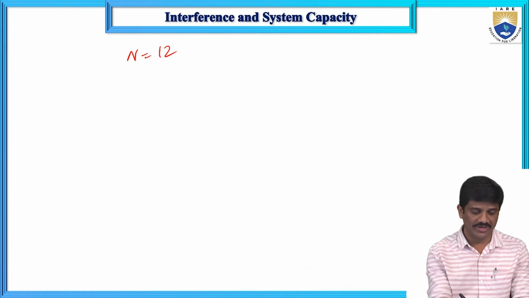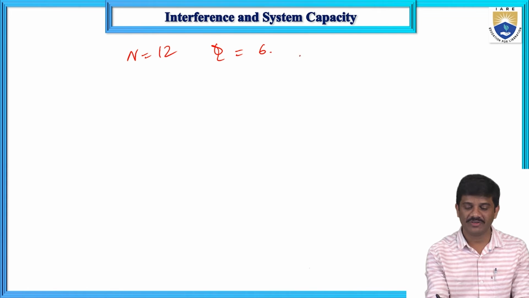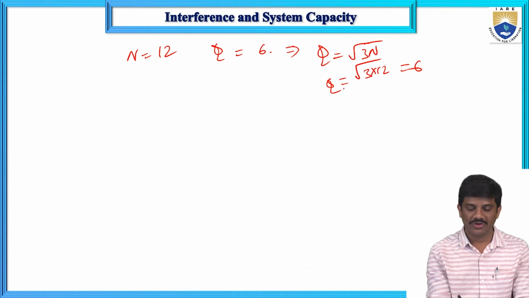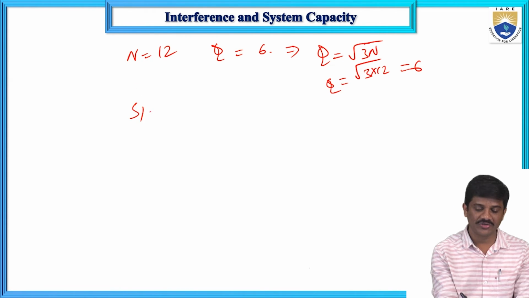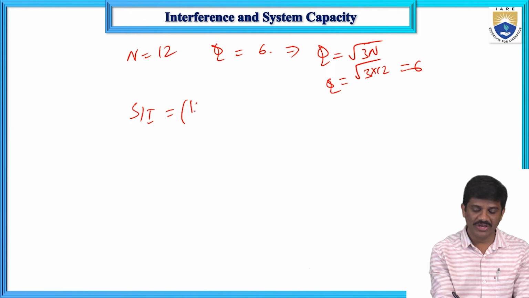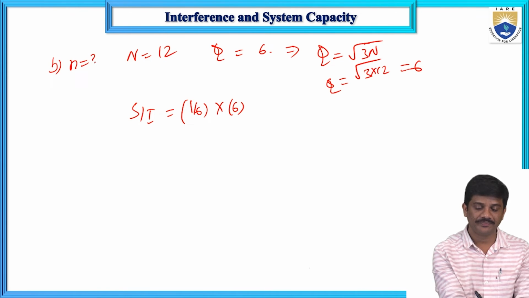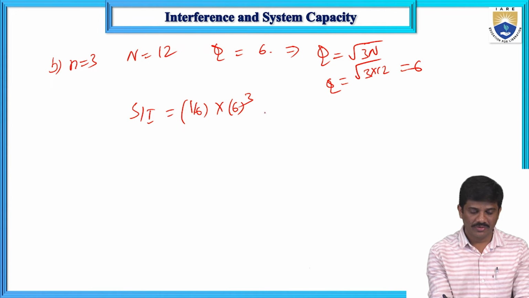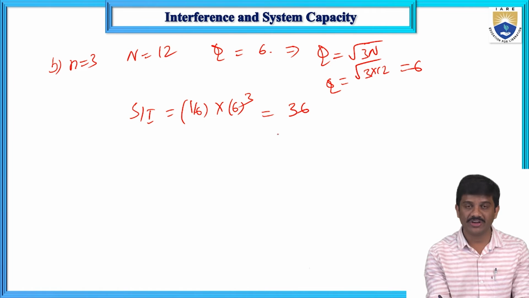Okay, N equal to 12 means here the Q value equal to 6. How do we get the 6? Q equal to root 3 N, that is root 3 into 12, 36, the square root is 6, Q equal to 6. Same thing we can find out here. Signal to interference ratio is 1 by 6 into 6 power of 3, because n equal to 3. Then we get the whole cube. Then what is the answer? 36. In converting to dB, 15.56 dB.